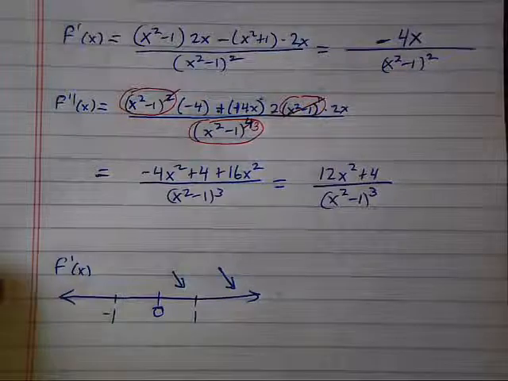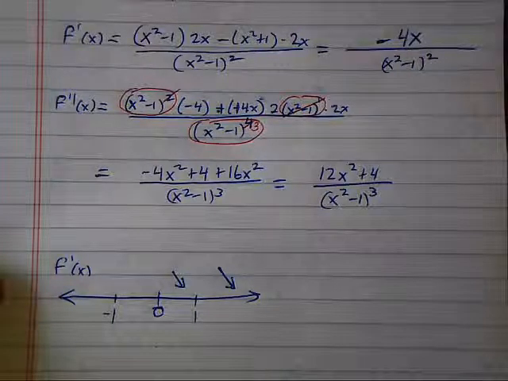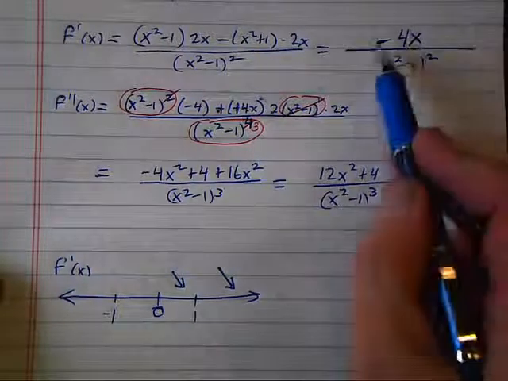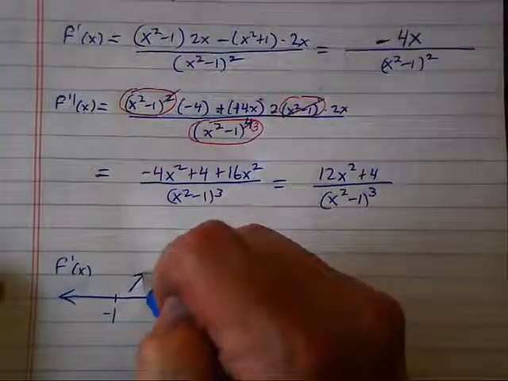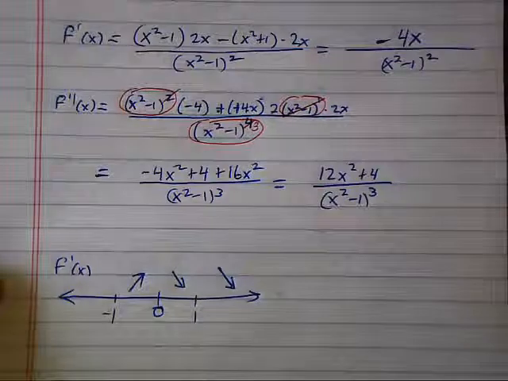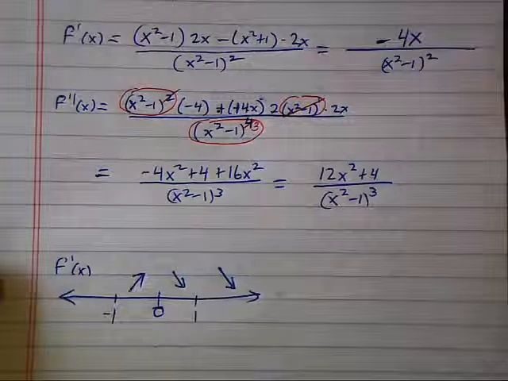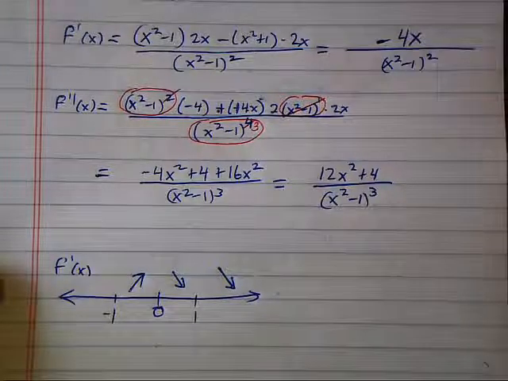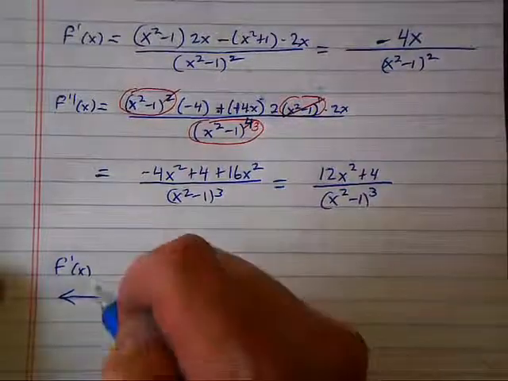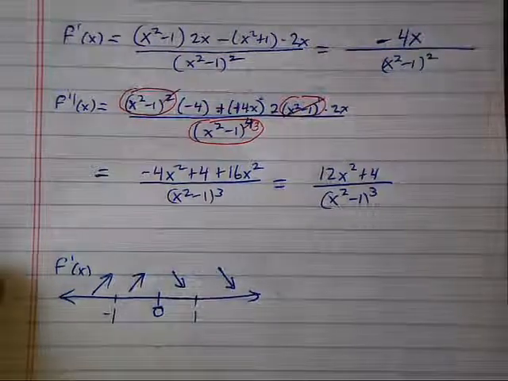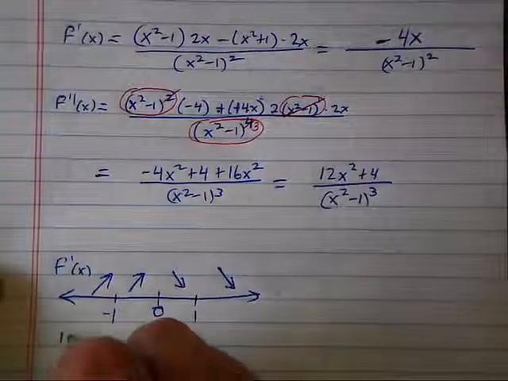Favorite number between negative 1 and 0? Negative 1 half. Negative 4 times negative 1 half is going to be positive. The bottom is always positive. Positive over positive is positive. And finally, favorite number smaller than negative 1? Negative 2. That gives me 8 over something positive. That's positive. Okay, so my answer is increasing.